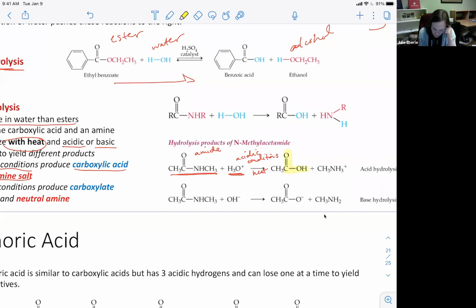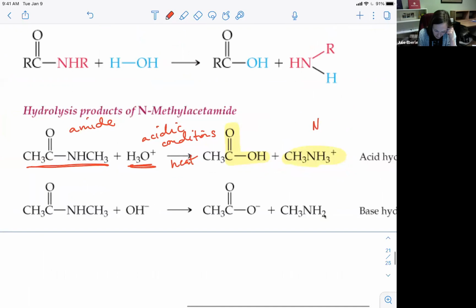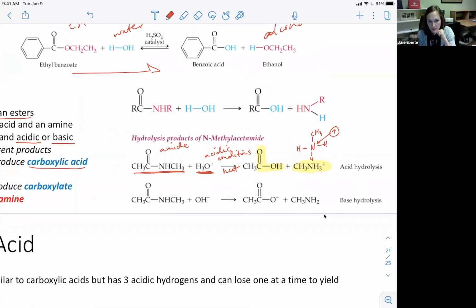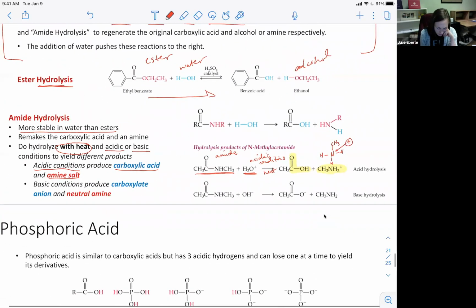We remake that. But we also make an amine salt. This is the amine salt. If you draw this out, N, H, H, H, and we got a methyl group, CH3. And this nitrogen, because it's got 4 bonds, has a plus charge. That is what we're calling the amine salt. So if you try to hydrolyze an amide under acidic conditions, you form an amine salt. Okay. If you do it under basic conditions, you produce carboxylate anion and a neutral amine.